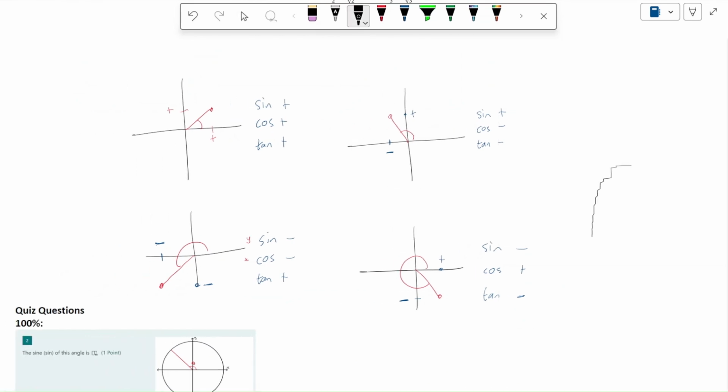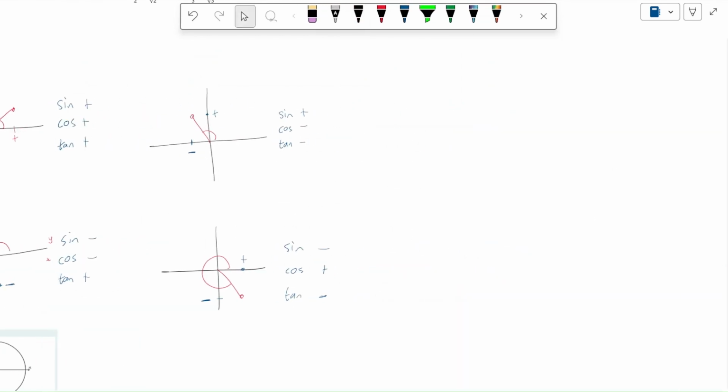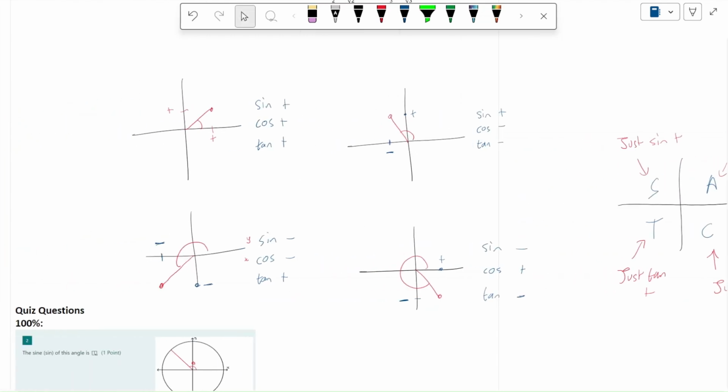So you can remember that. It's handy to draw a little diagram like this. It spells C-A-S-T, or cast, if you read it around like that. And what that means is they are all positive. This means just sine is positive, just tan is positive, and just cos is positive. The others are negative, and that hopefully aligns with what we've just seen back here.